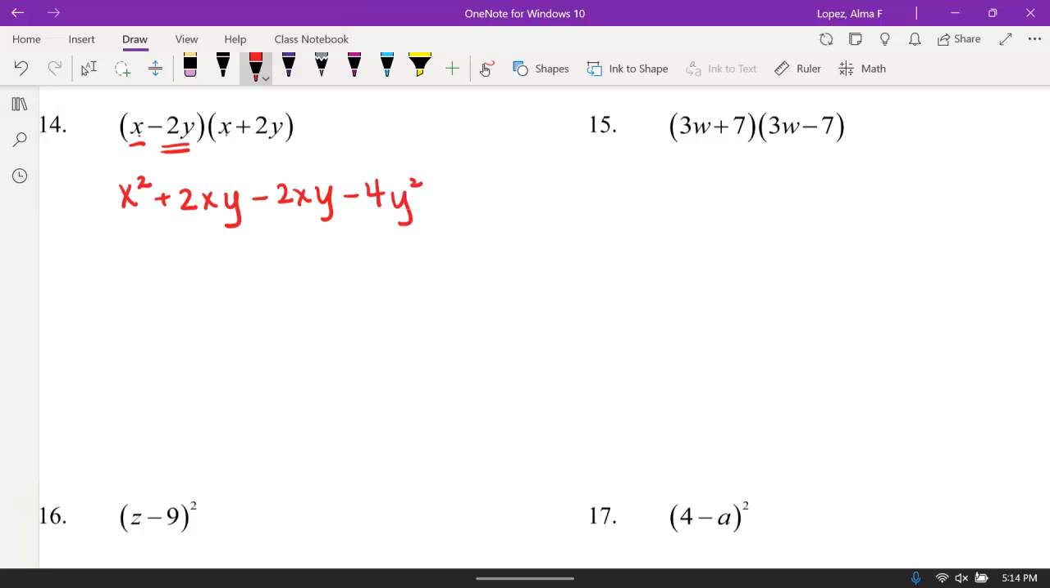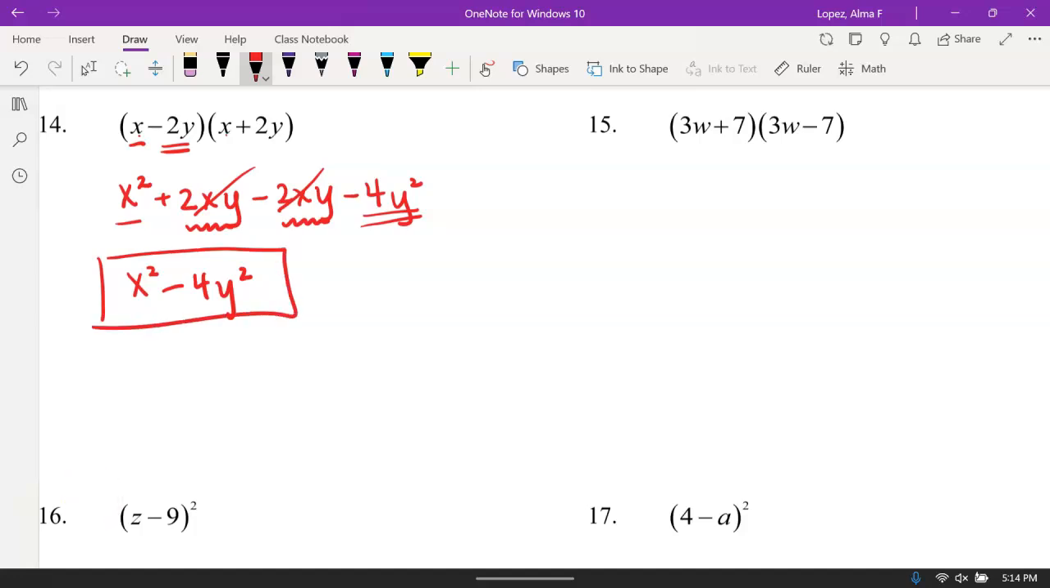Now combine like terms. There's only one x squared term. There are a couple xy terms, but they happen to cancel each other out. And there's one y squared term. Well, that's kind of cool. This is actually a special factoring, and that will be introduced to you as you go on in math.